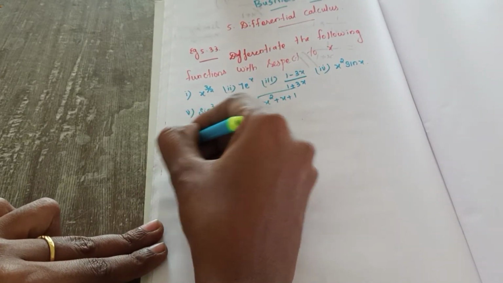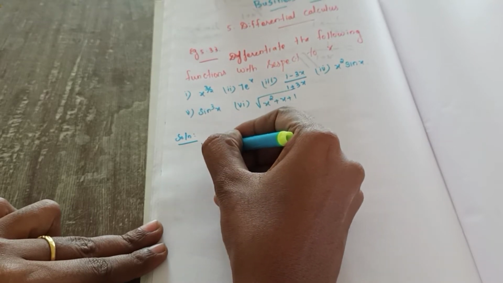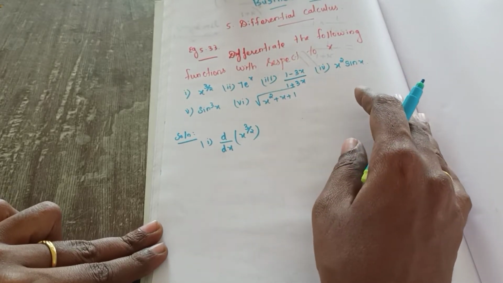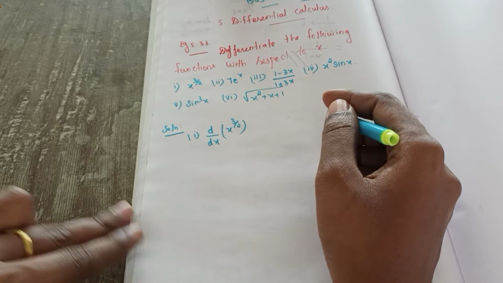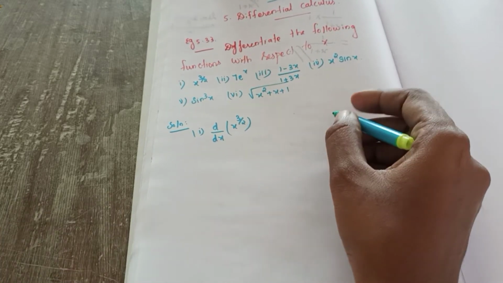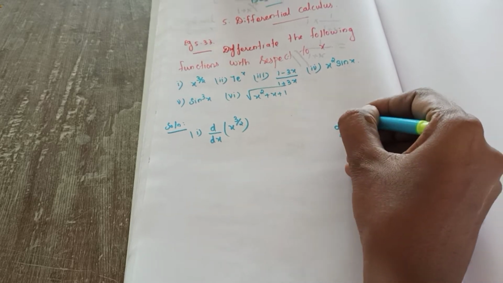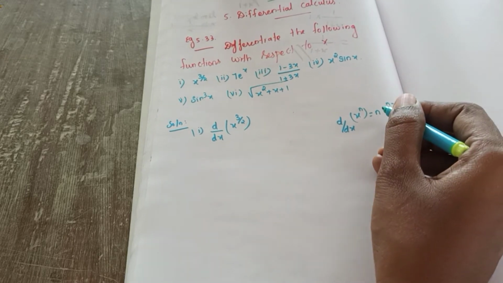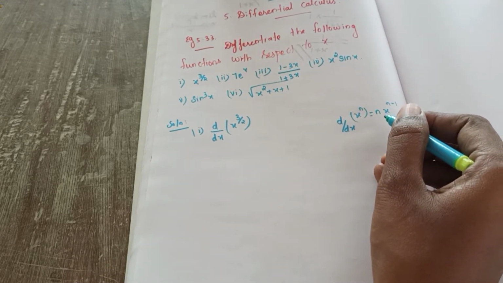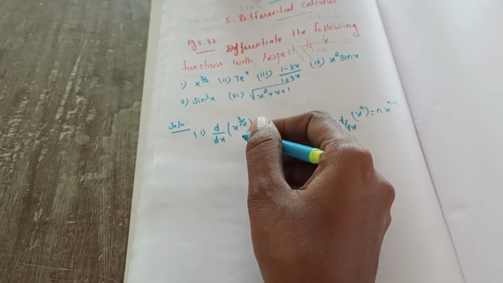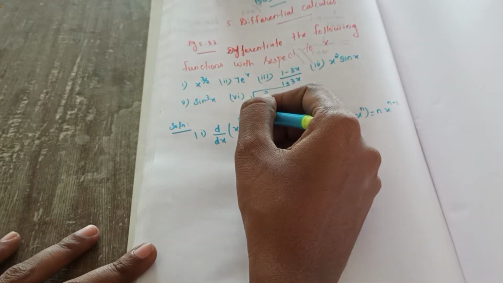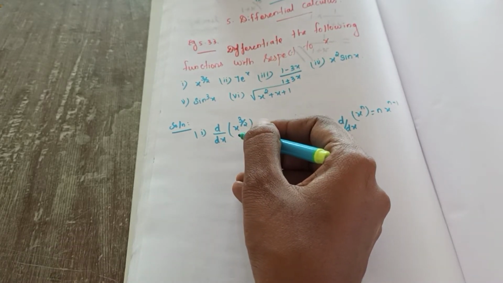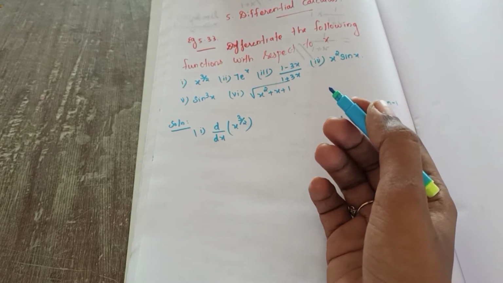Solution. First one is d by dx of x power 3 by 2. We need to learn all the formulas; without learning that we can't do. We have learned one formula, d by dx of x power n, which is n x power n minus 1. We are going to apply this formula here. What is the n value here? 3 by 2. So 3 by 2 into x power 3 by 2 minus 1.